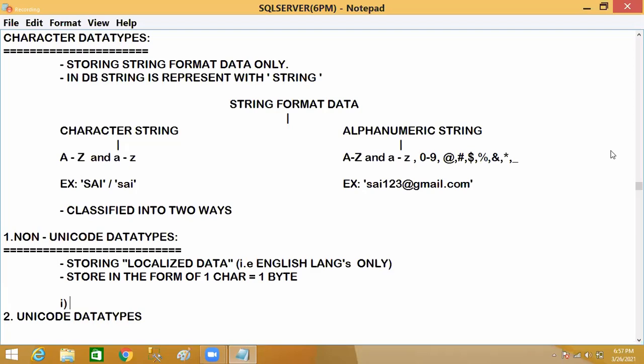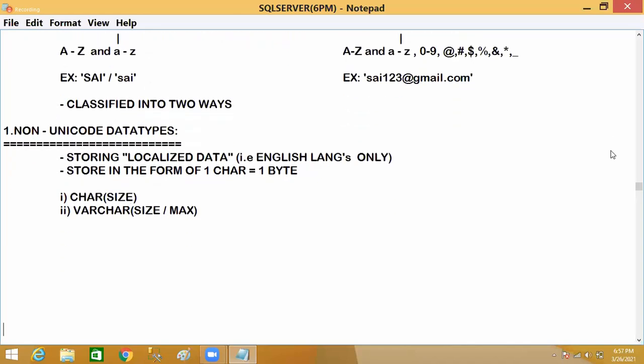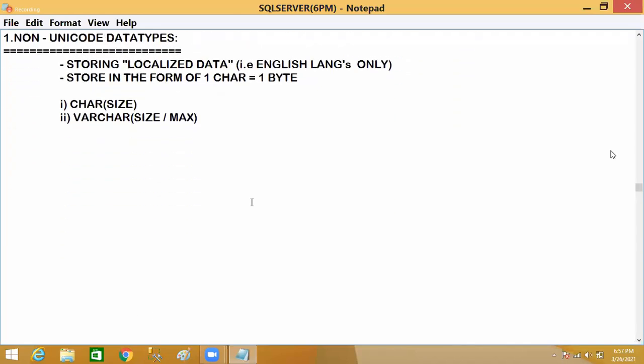And now these are the two types, guys. The first one is called char of size, and the second one is called varchar of size or max. So what does size or max mean? Let me explain.